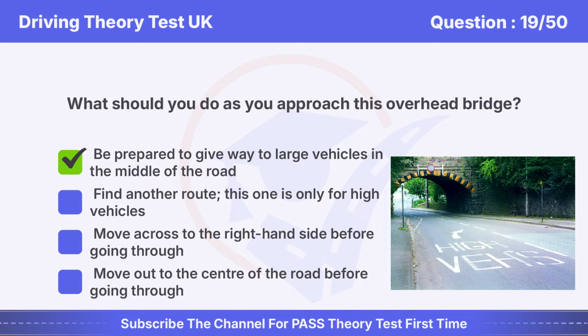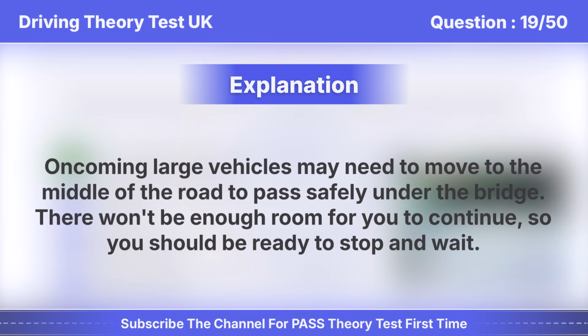Answer is A. Be prepared to give way to large vehicles in the middle of the road. Oncoming large vehicles may need to move to the middle of the road to pass safely under the bridge. There won't be enough room for you to continue, so you should be ready to stop and wait.